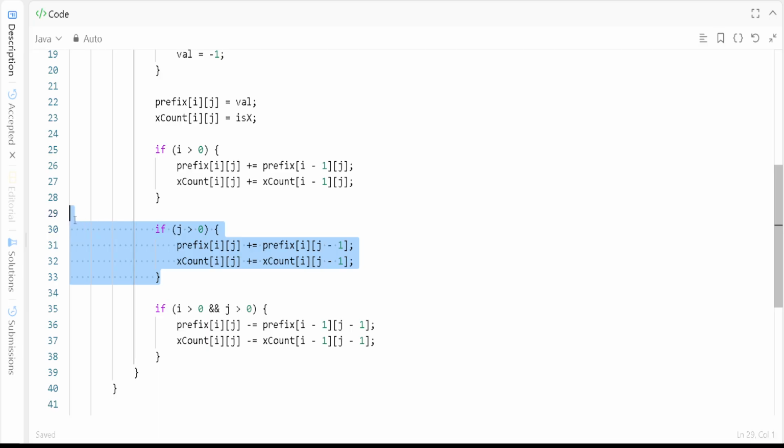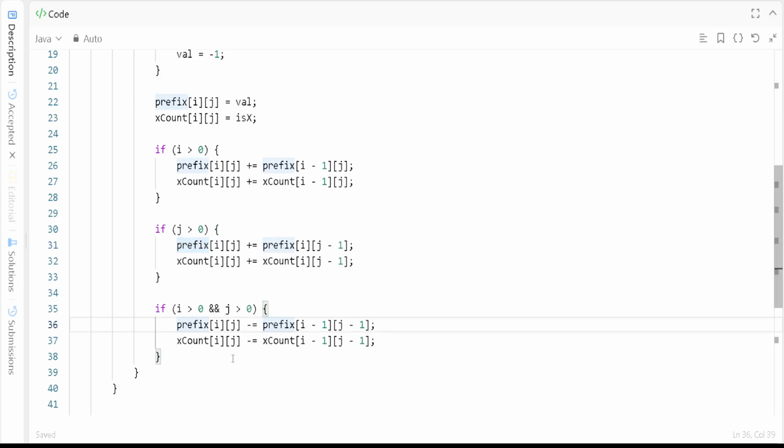Then we have to add the left contribution, right? Where you check if j is greater than 0, then you add everything on the left side into the current cell. You get it from j minus 1, from the current one, so you add everything on the left side like this. Let's suppose this is i, j minus 1, to i, j. We keep adding all the left side into the current cell, so we include the left rectangle plus the current cell.